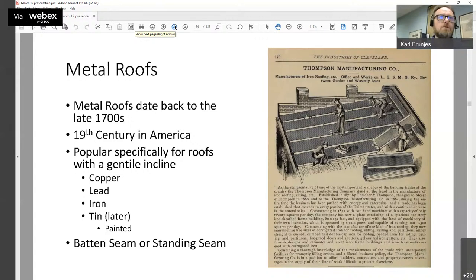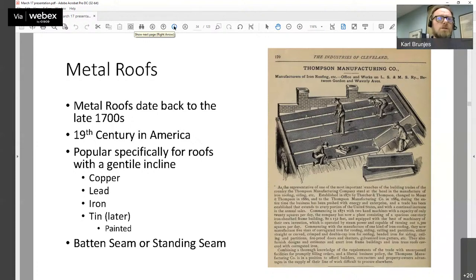We have a history of metal roofs, as Mr. Hovis mentioned, and they do date back to the late 1700s. They became more prevalent for historic buildings, for residential buildings in the 19th century as rolling mills came out, so you could get that. They used to be cost prohibitive earlier, they became more popular later on. These were made with specific materials so they could be later painted for different colors.